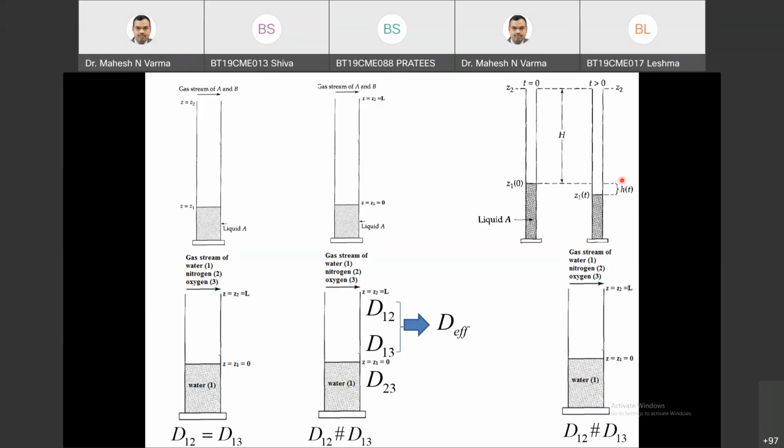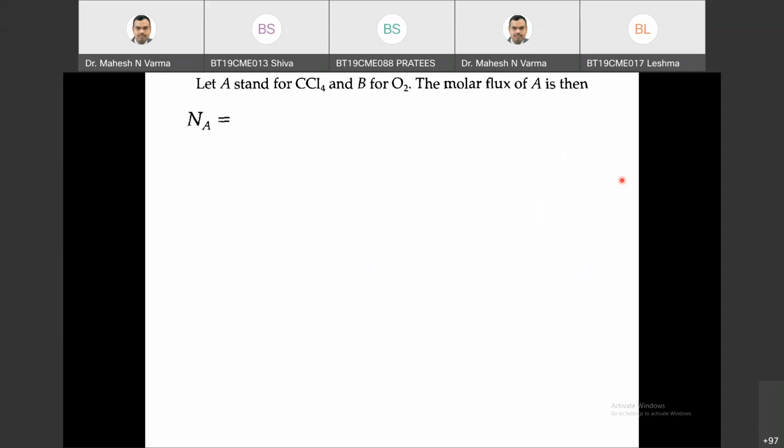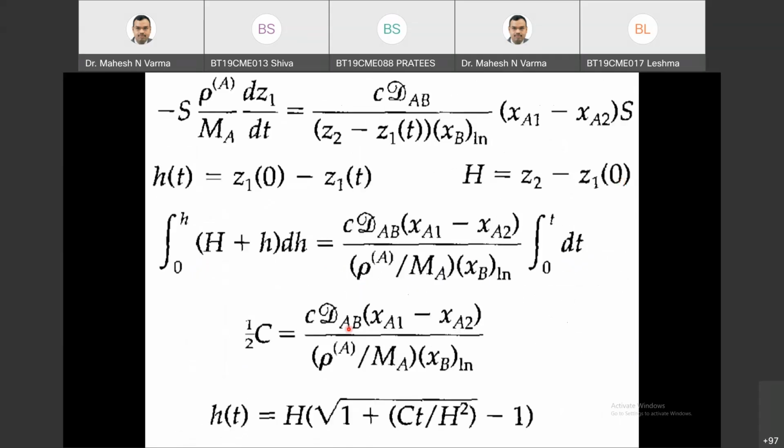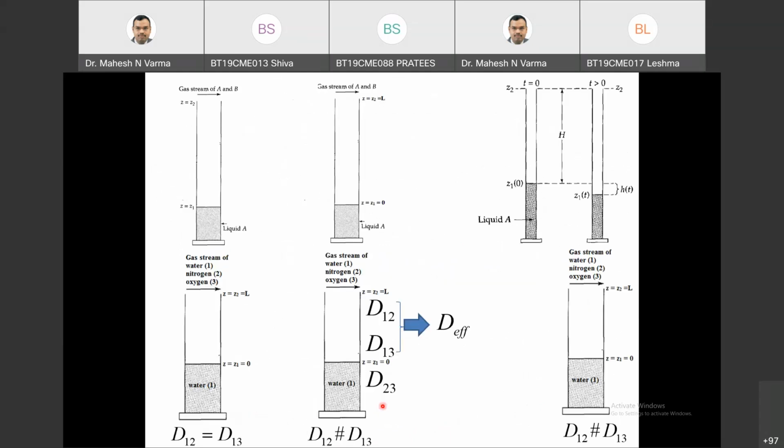This is what we saw in the last slide, and then we solved the problem. This is what I was telling, variation of height with respect to time. All other things are constant. And then we have solved a couple of problems based on different densities and everything. So does anybody have any difficulty in this? Okay, then today we will be discussing this problem.